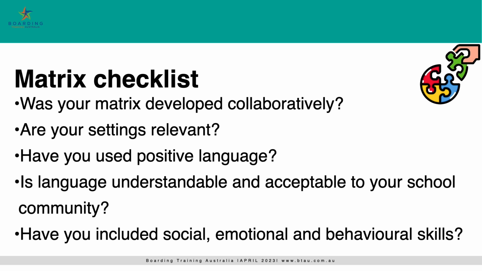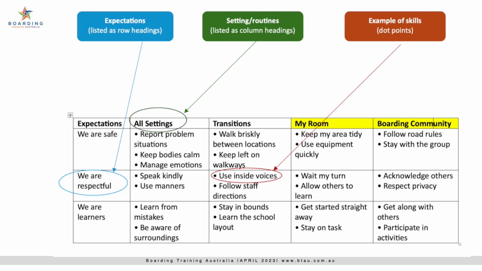Was your matrix developed with the students? Are your settings relevant to your context? Have you used positive language? Is the language understandable and acceptable in your school community? Have you included social, emotional and behavioural skills in these matrices as you make them up and as you are working with the students to really understand your expectations for behaviour?